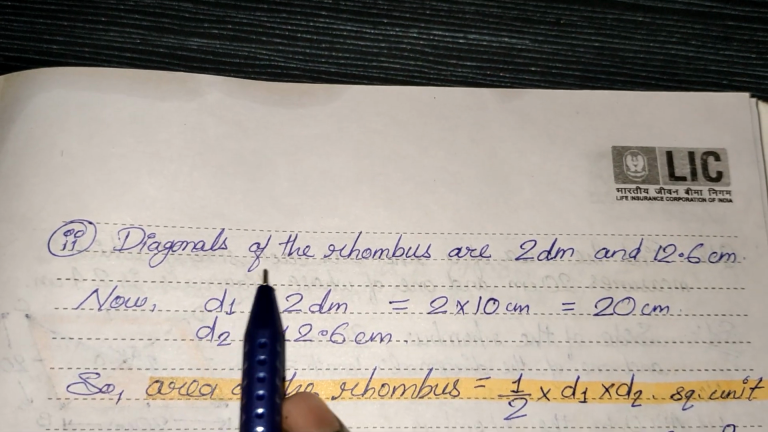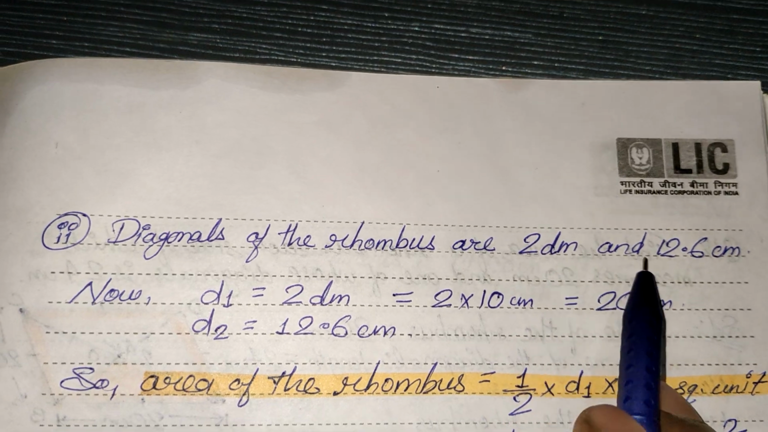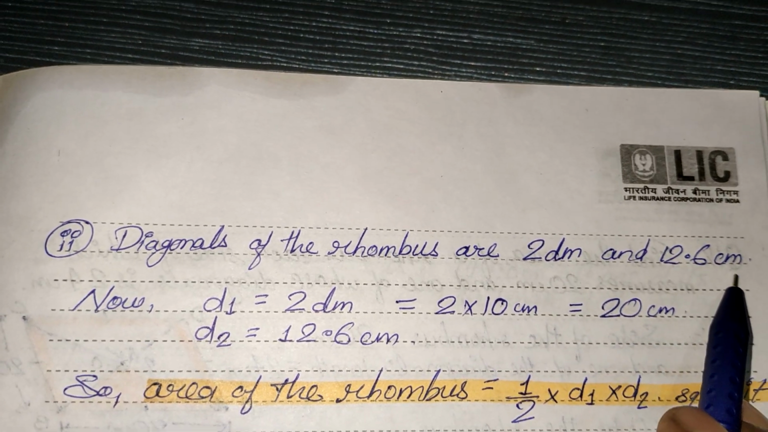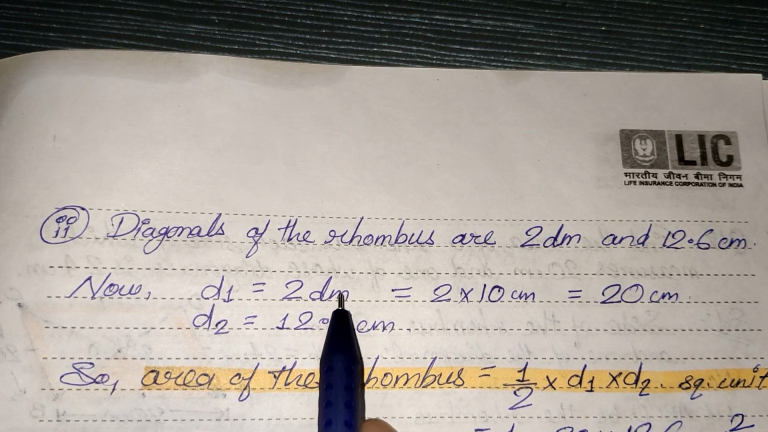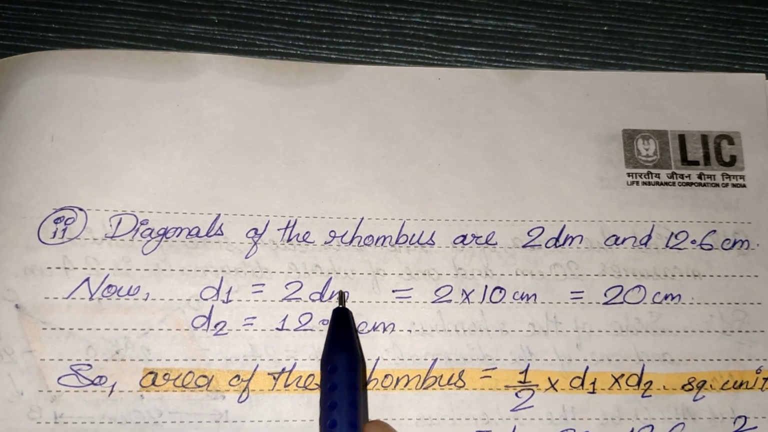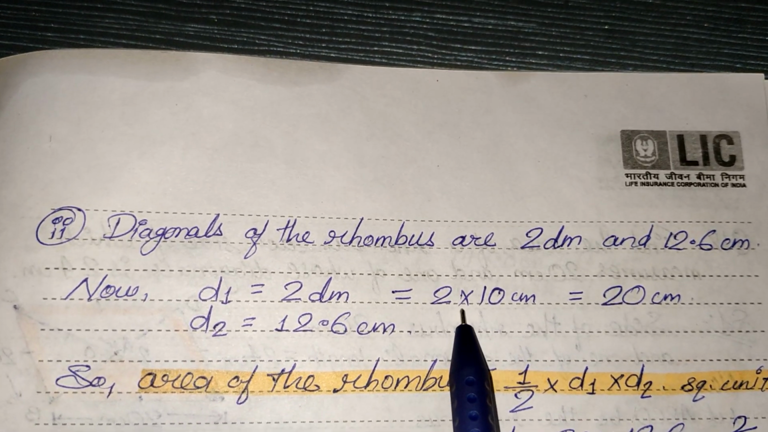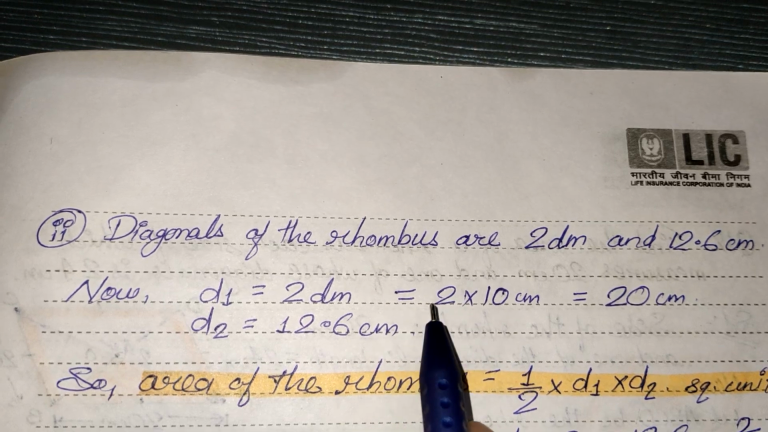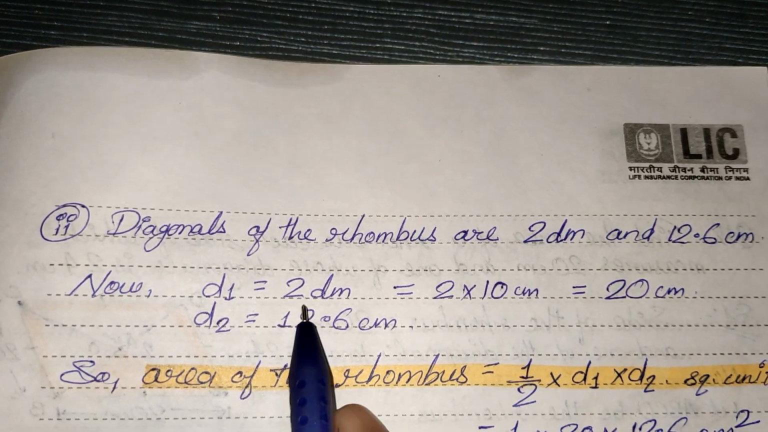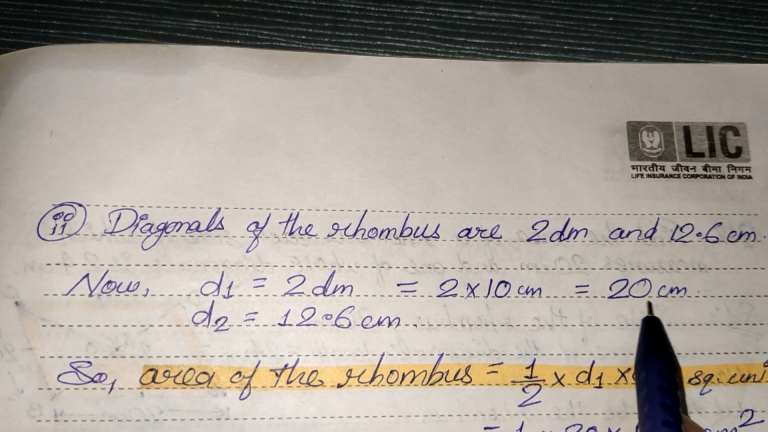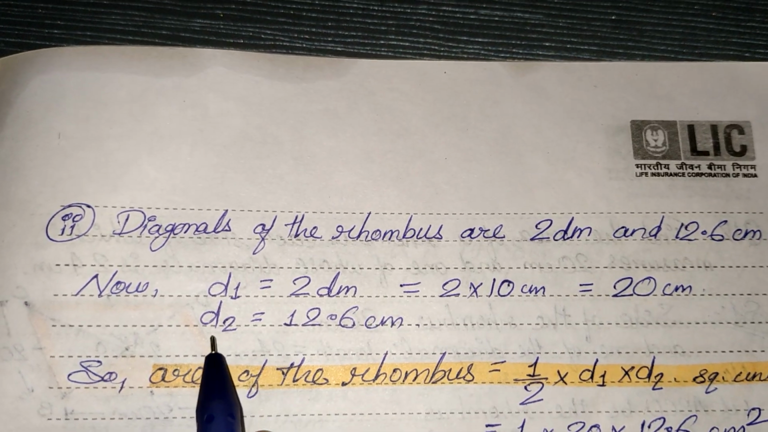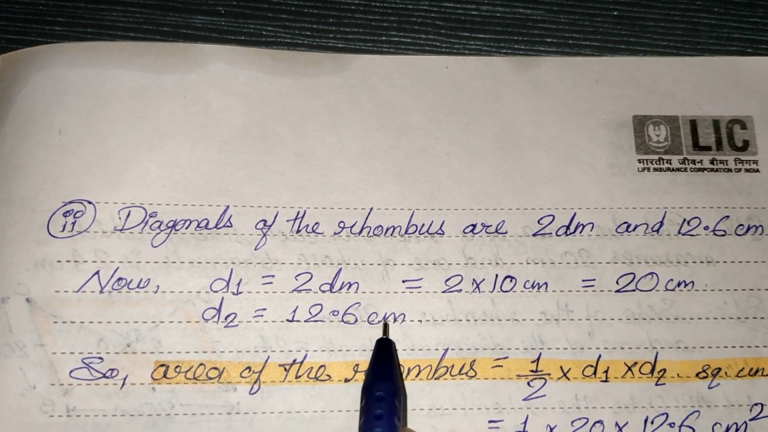Diagonals of rhombus are 2 decimeter and 12.6 centimeter. Now D1 is equal to 2 decimeter, so we have to convert this decimeter into centimeter. For converting this we have to multiply it by 10. So 2 into 10, this 2 decimeter converted into centimeter will become 20 centimeter. So D2 is equal to 12.6 centimeter.